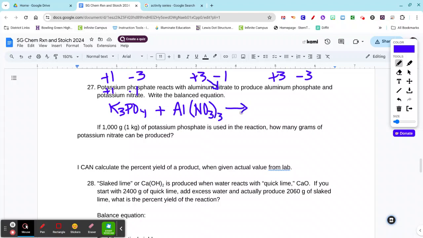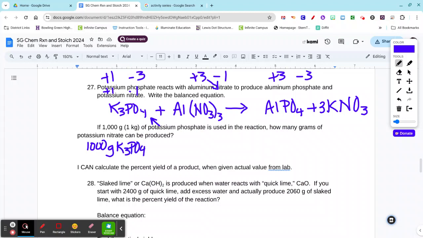And that's going to produce aluminum phosphate. They're already balanced, so I'm just going to write it down, aluminum and phosphate. And potassium nitrate, again, already balanced, so I'm just going to write it down. And I see that I have 3 nitrates on my left, so I'm going to put a 3 here. That gives me 3 potassiums. And I think everything else is balanced. Perfect. So in this next problem, I'm starting with potassium phosphate, this guy, 1,000 grams of K3PO4. Then I want to know how many grams of this I can make.